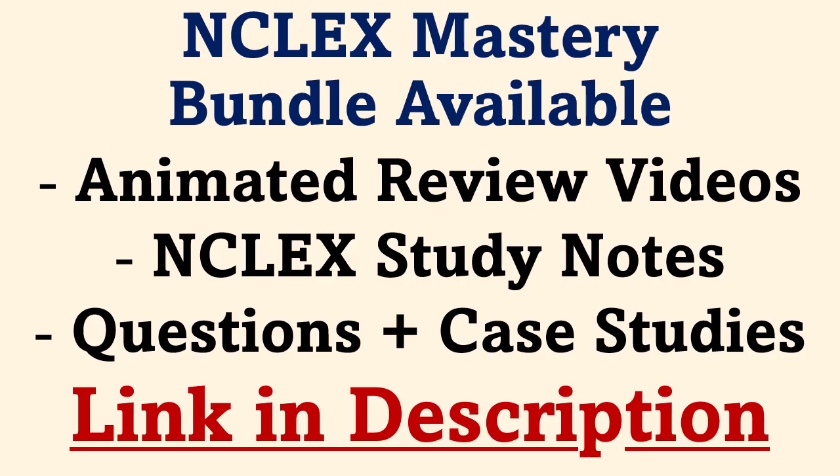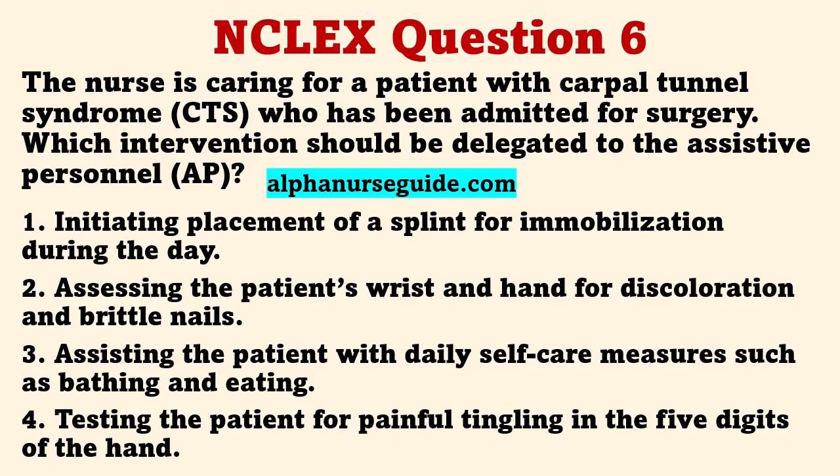Back to the questions. The nurse is caring for a patient with carpal tunnel syndrome who has been admitted for surgery. Which intervention should be delegated to the assistive personnel? 1. Initiating placement of a splint for immobilization during the day. 2. Assessing the patient's wrist and hand for discoloration and brittle nails. 3. Assisting the patient with daily self-care measures, such as bathing and eating. 4. Testing the patient for painful tingling in the 5 digits of the hand.